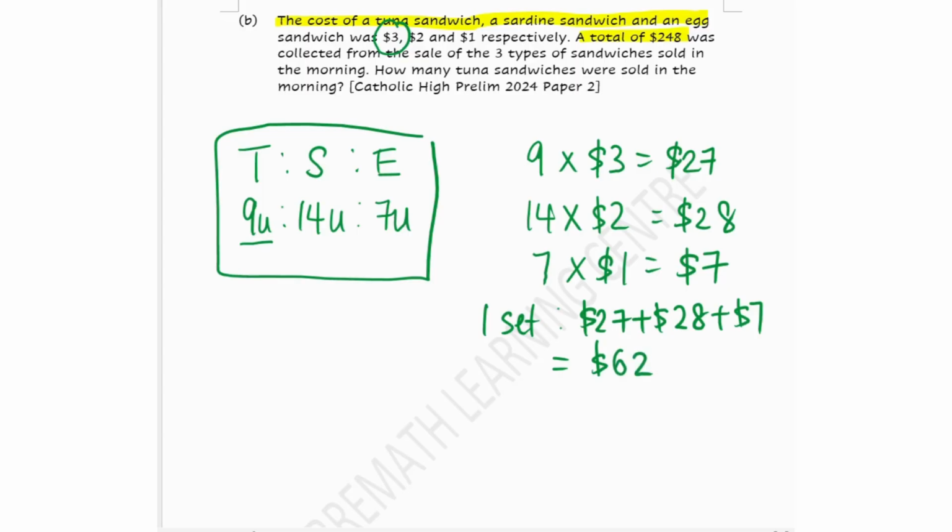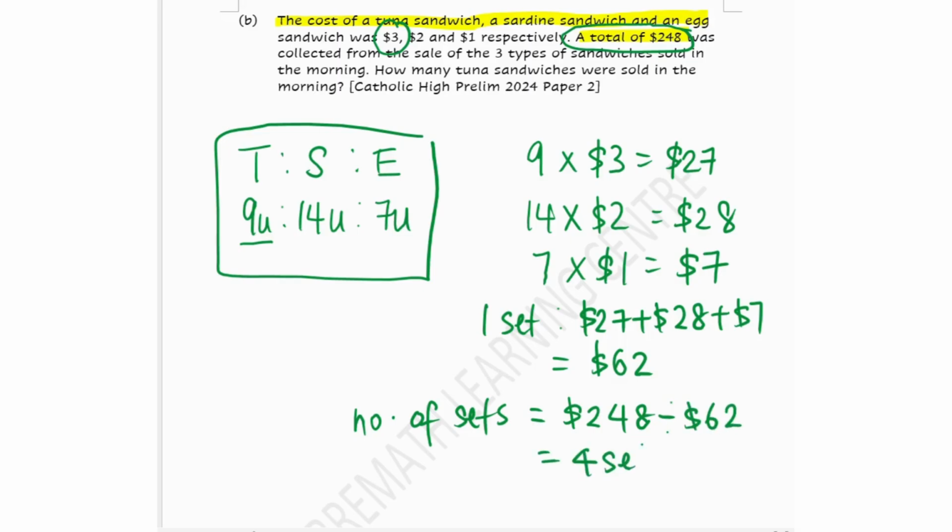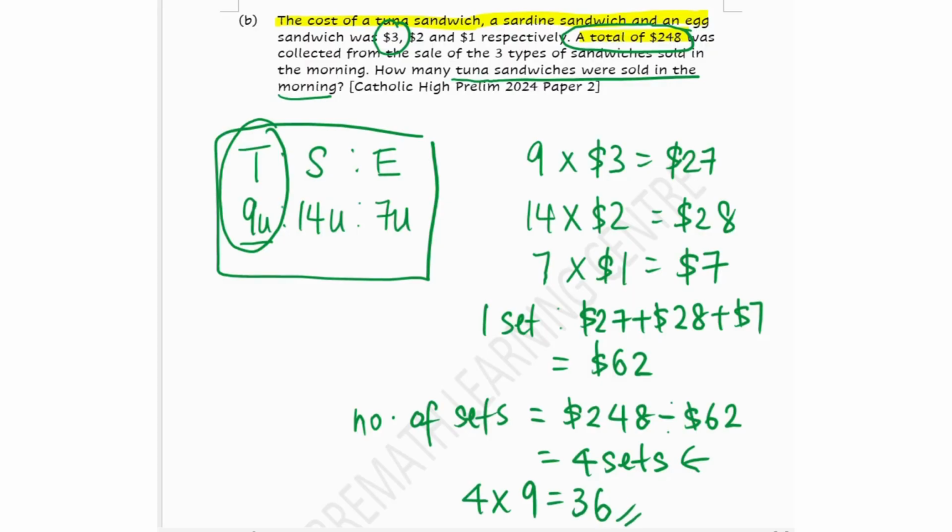So with one set, our next step will be finding the number of sets. So we can find the number of sets by using $248 to divide by $62, and that gives us 4 sets. And the question wants you to find the number of tuna sandwiches sold in the morning. So to find the number of tuna sandwiches sold in the morning, we can use 4 sets to multiply by the number of tuna sandwiches in one set, which is 9. So we can use 4 to multiply by 9, and that gives us 36. So the answer for part B will be 36 tuna sandwiches.